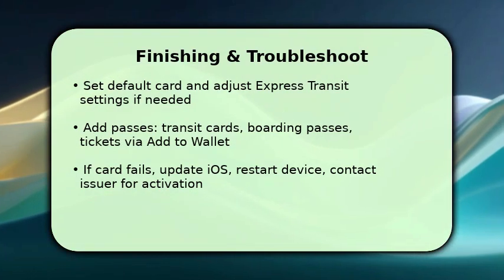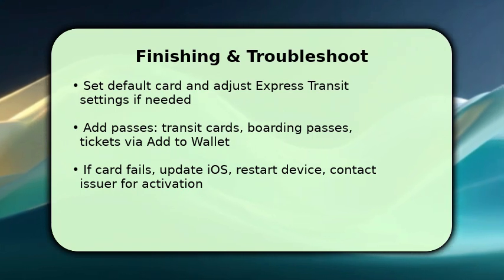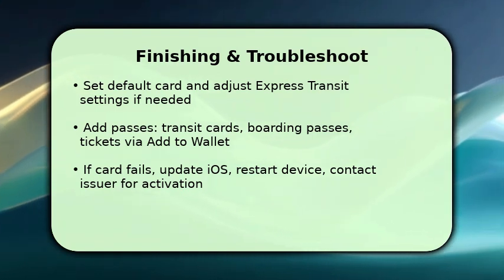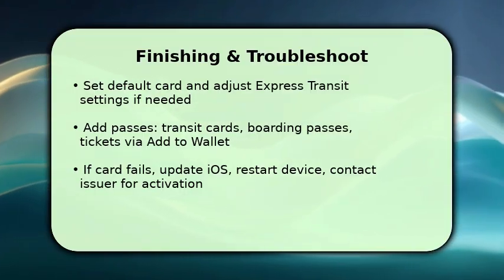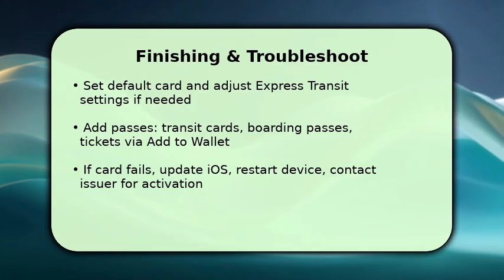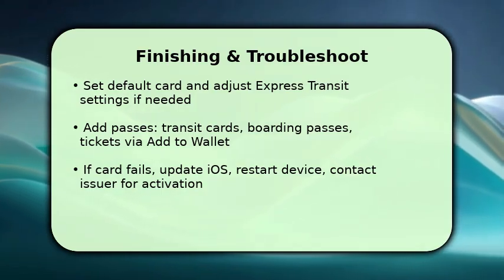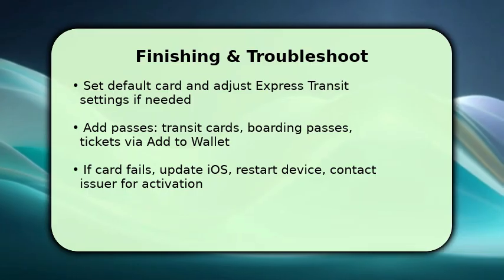After verification, set a default card in Settings, Wallet, and Apple Pay, or long press a card in Wallet and choose Default. Add transit cards and boarding passes by tapping Add to Wallet in apps or emails. To pay, hold the top of your iPhone near the reader with Face ID or use Touch ID.